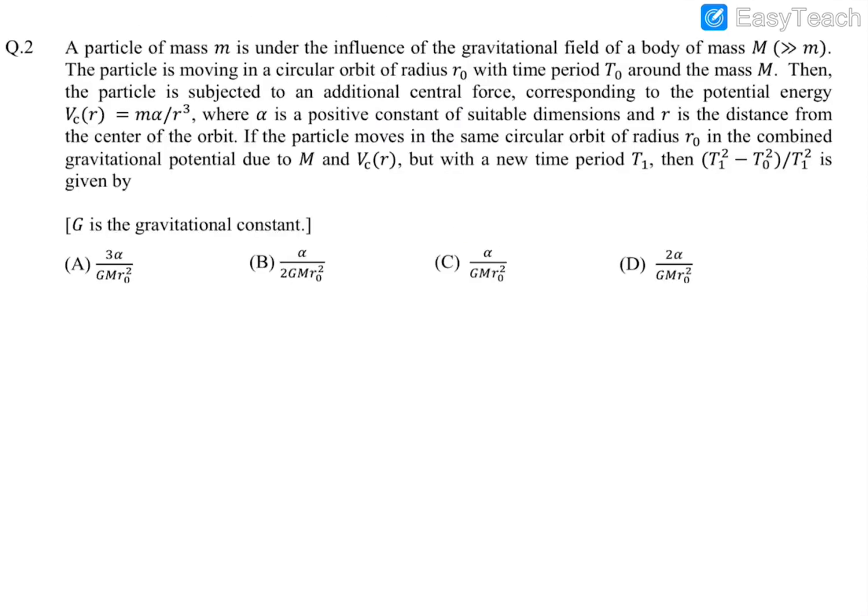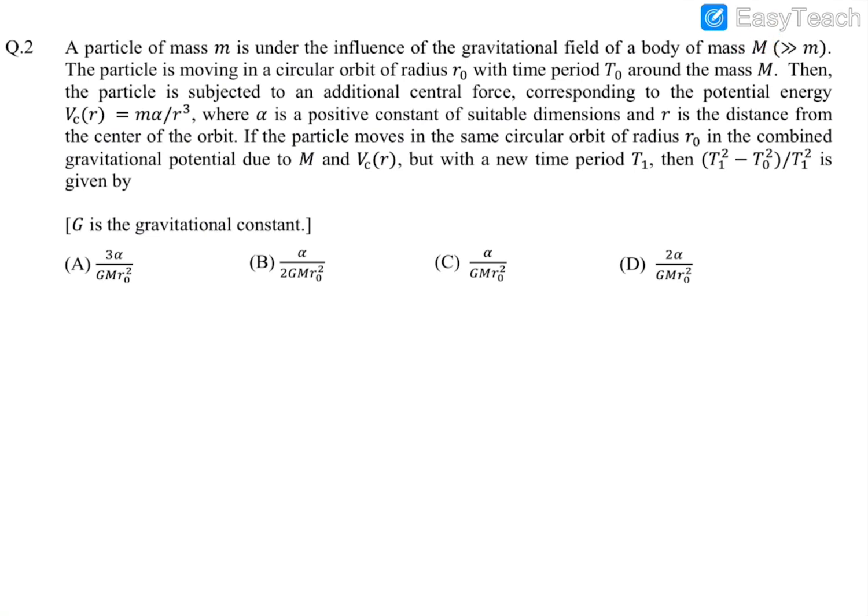In this question, you can see that there is a particle of mass m, and that particle is moving under the influence of the gravitational field of a body of mass capital M. Capital M is very, very much greater than m, and this particle is moving in a circular orbit of radius r0, and its time period is t0. It is moving around this mass M.